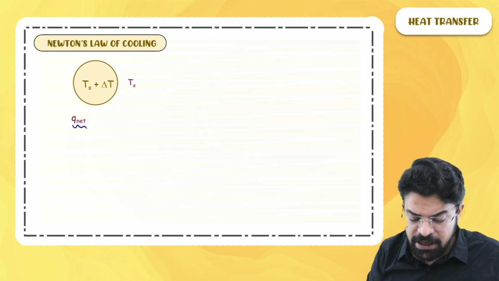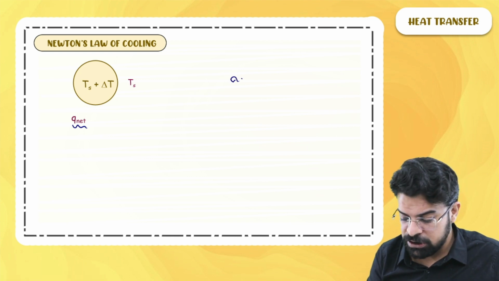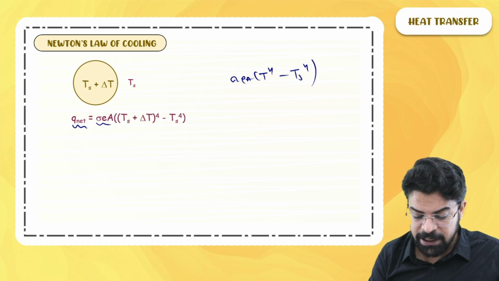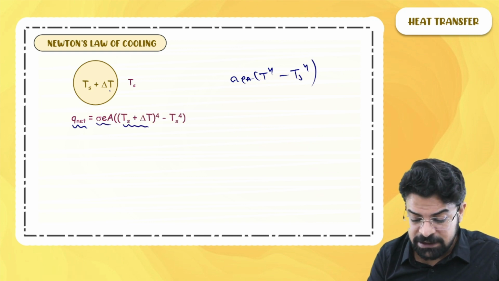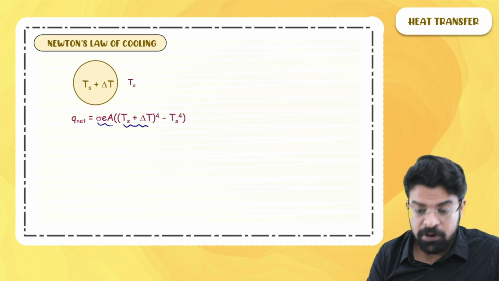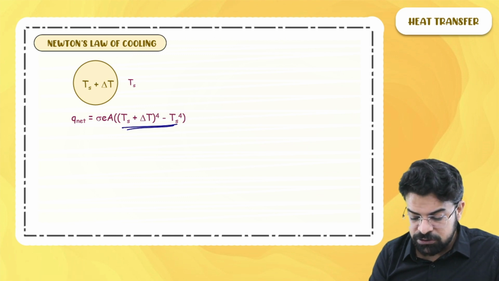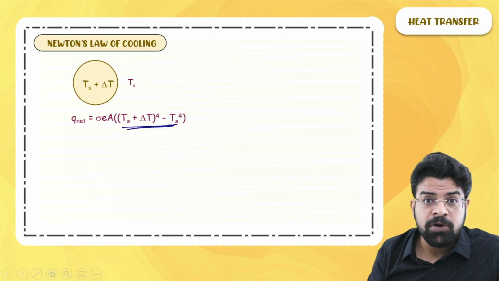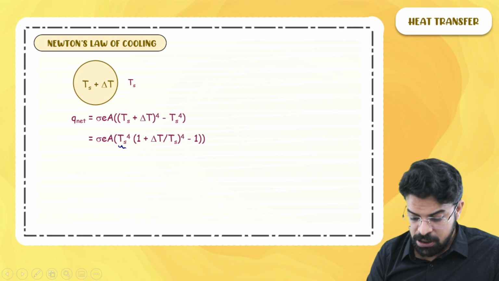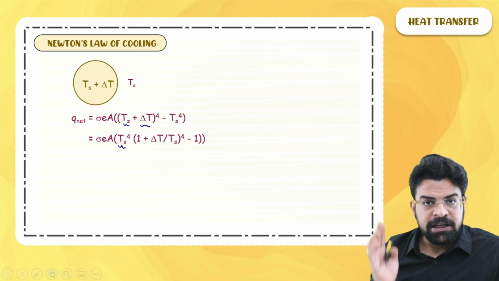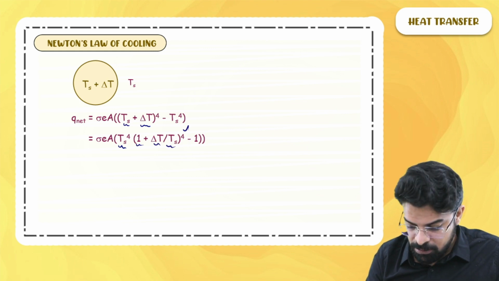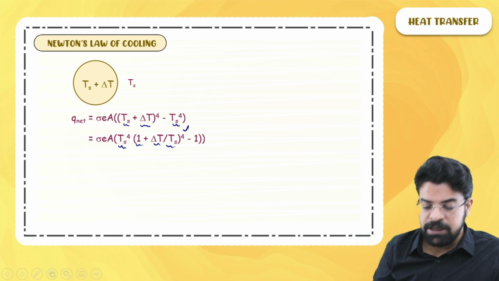We will say that the net rate of heat loss will be equal to sigma E A times the temperature of the body raised to the power of 4 minus the temperature of the surrounding raised to the power of 4. So sigma E A times (Ts plus delta T) raised to the power of 4 minus Ts raised to the power of 4. From these two terms, if you take Ts, the temperature of the surrounding, raised to the power of 4 common, what do you get? Sigma E A times the temperature of the surrounding raised to the power of 4. Now from here, if you take the temperature of the surrounding outside, you get (1 plus delta T by Ts) raised to the power of 4 minus 1, since the temperature of the surrounding raised to the power of 4 has been taken out.